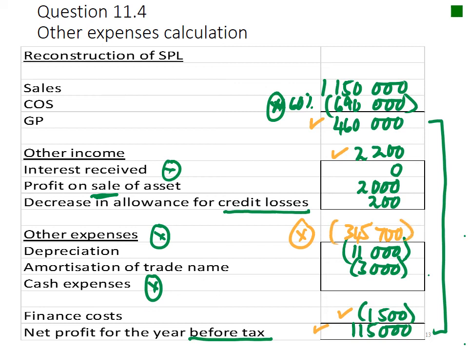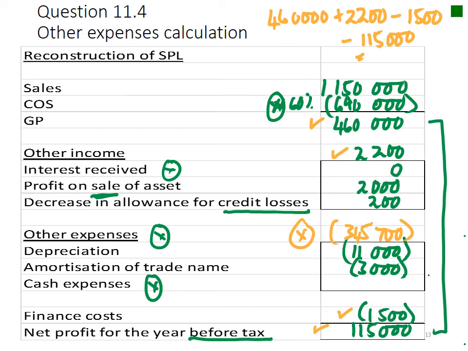So how did I get to the 345,700? You take 460,000 and I'm first going to add 2,200 and I'm going to subtract 1,500 and then I'm going to subtract my profit.